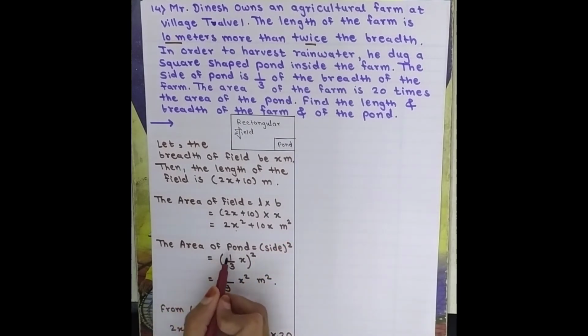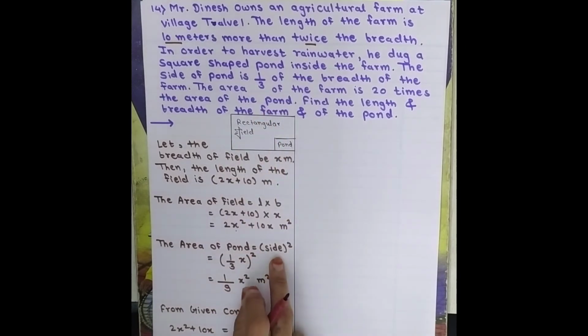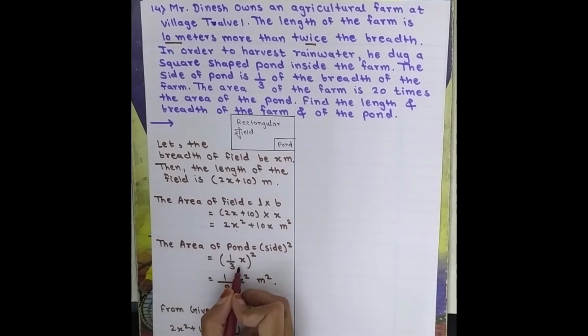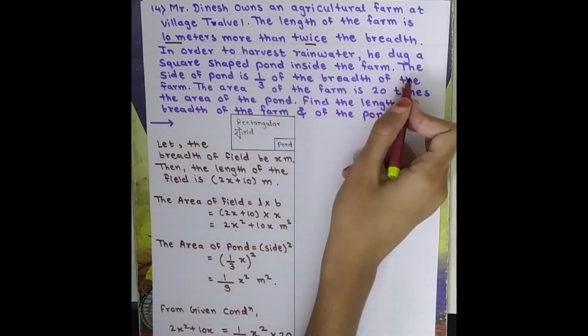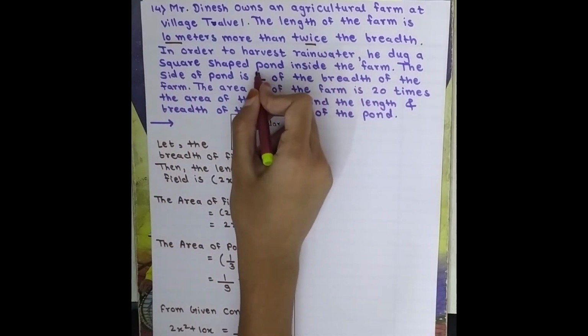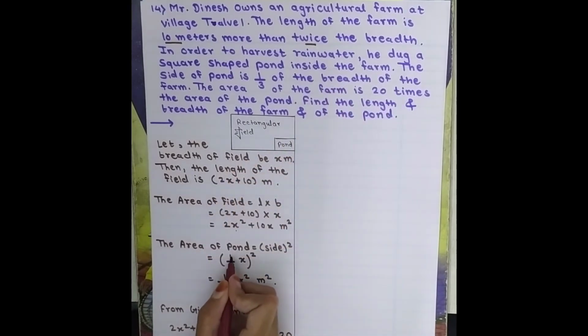And what is the area of the pond? The area of a square is side square. The side of the pond is 1/3 of the breadth, and the breadth is x. So the side of the square is 1/3 x, and its square is 1/9 x square meter square.